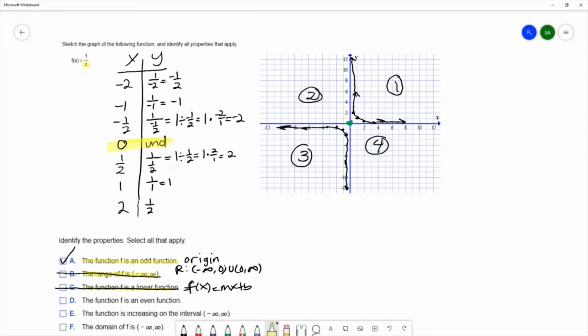The next property says the function f is an even function. For a function to be even, the graph needs to have y-axis symmetry. And y-axis symmetry is when you have a mirror image over the y-axis. So anything on the right of the graph needs to have a mirror image on the left. And you can see that quadrant 1 and quadrant 2 do not mirror each other, so we would not select the property that this is an even function.